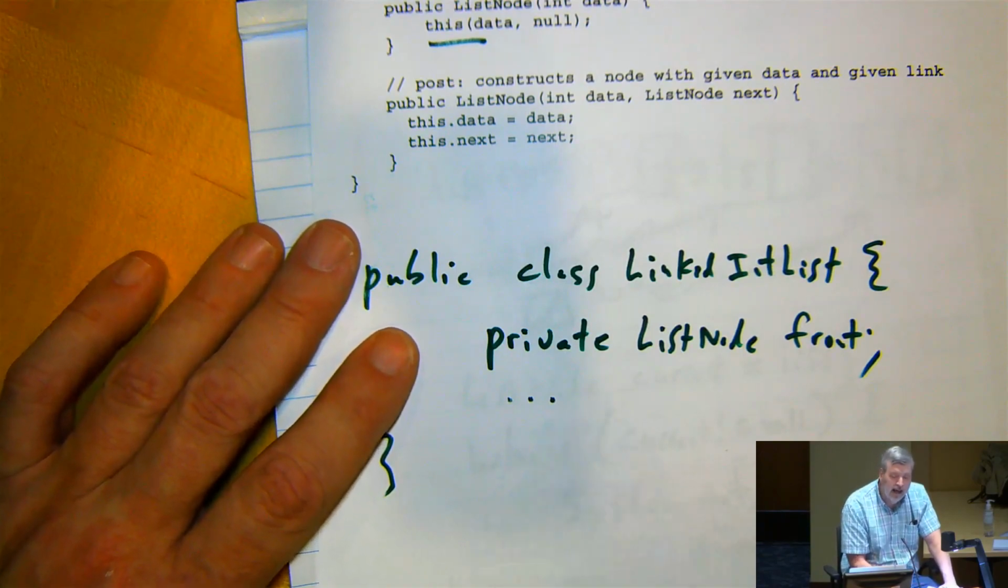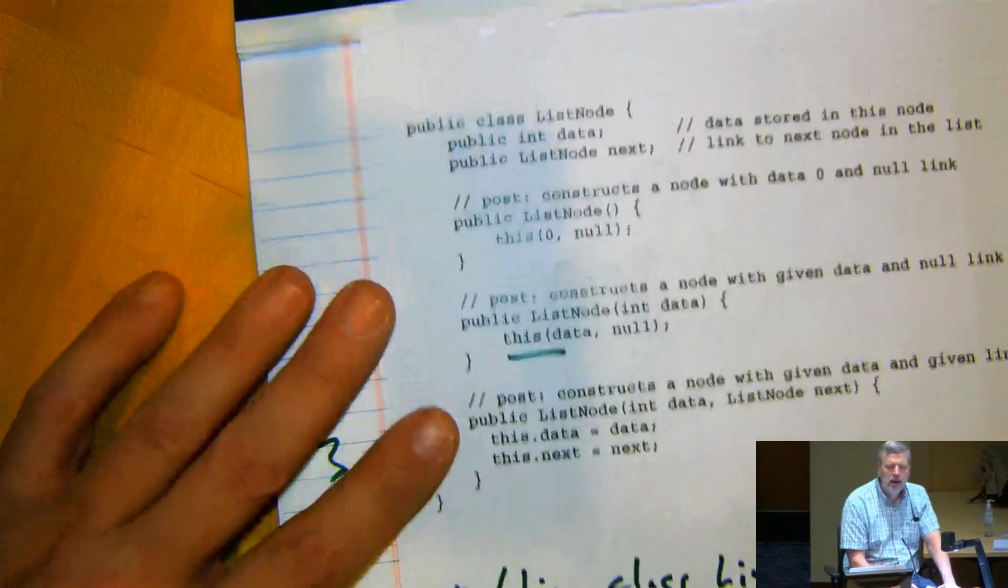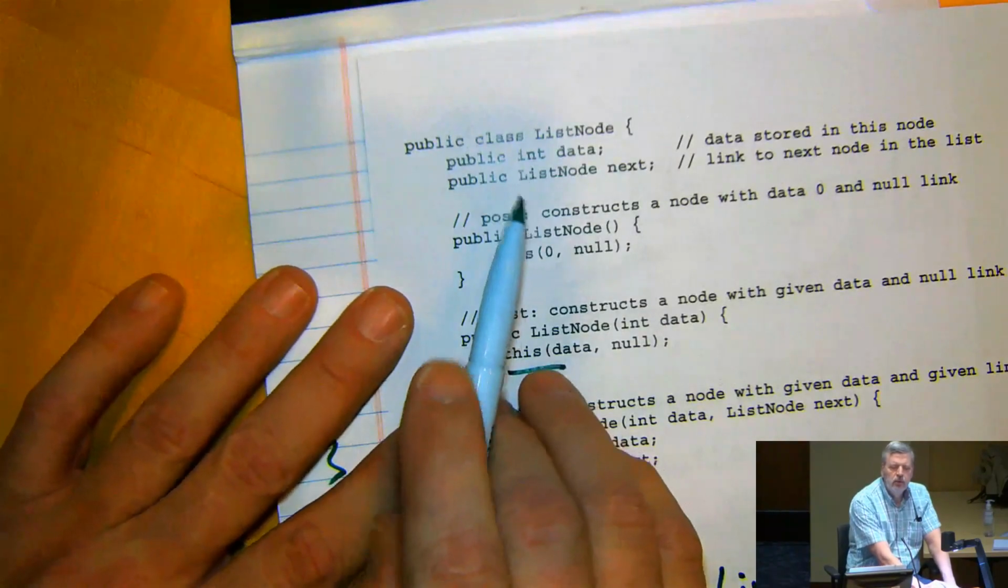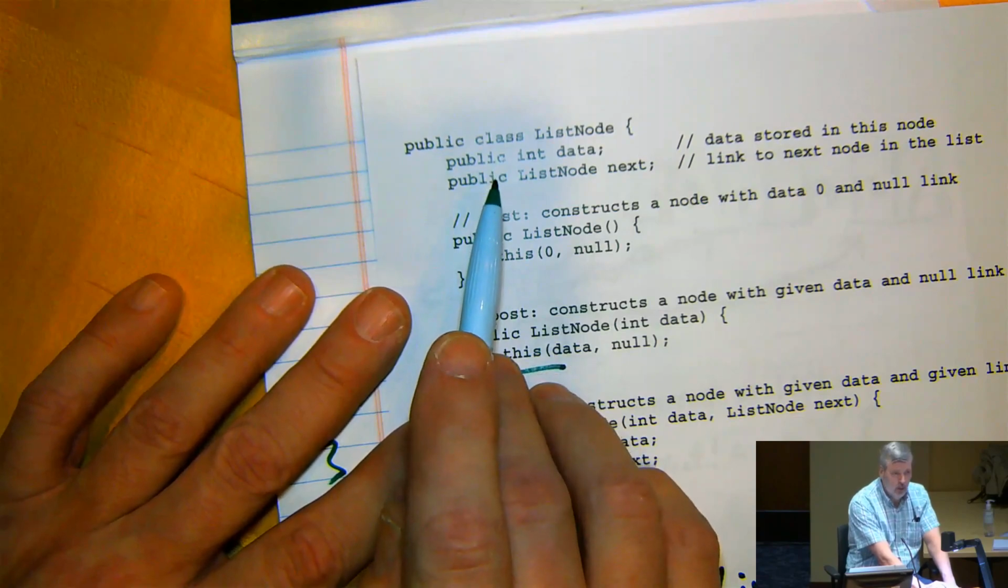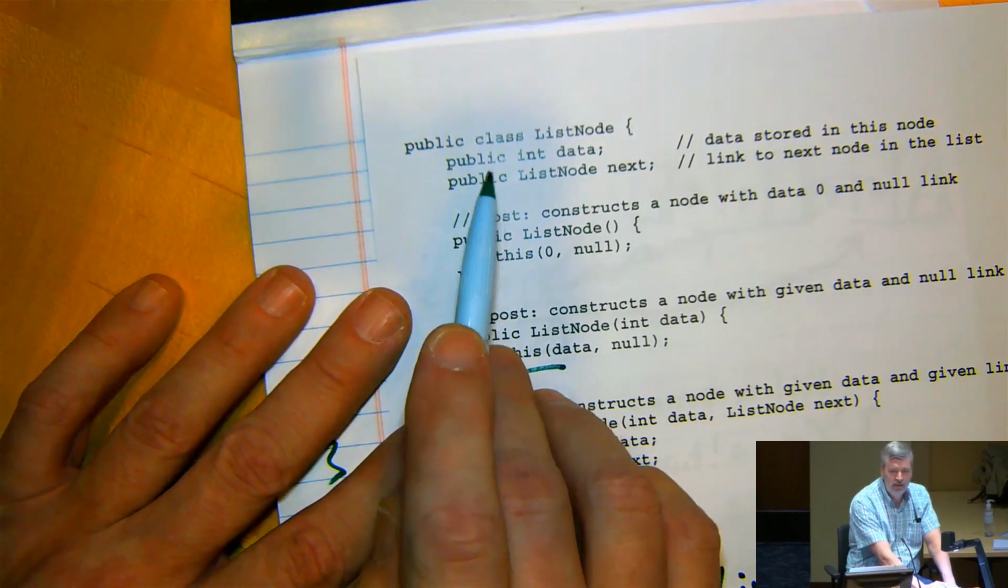So that's an analogy. Maybe the better argument, if you're interested, is if you look and see what professional Java programmers do, they tend to do it this way. They tend to have node classes that have public fields.